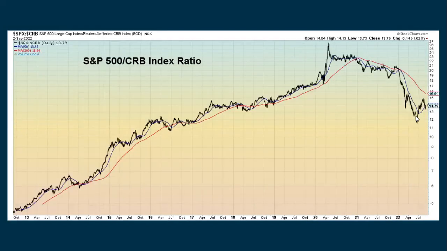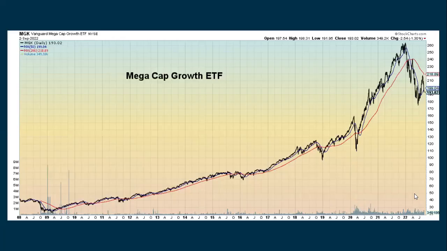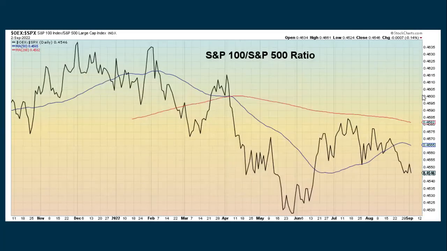Here's an inverse of that same chart where the S&P was trying to bounce back up, but since has been coming back down. Here's the NASDAQ 100, which is growth against the S&P 500. And the NASDAQ 100, after trying to come back up, has been showing some weakness. Looking at some other stocks, here's the mega cap growth. These are the really, really big companies, like Apple and Google. They're starting to show some real weakness again and dropping below their 50-period moving average. The S&P 100, which is more growth oriented against the rest of the S&P, is also underperforming and declining.